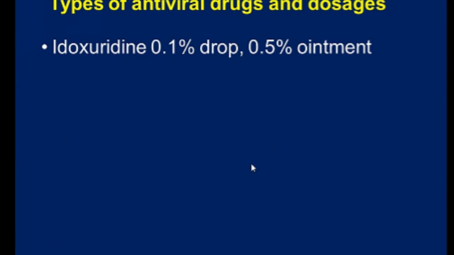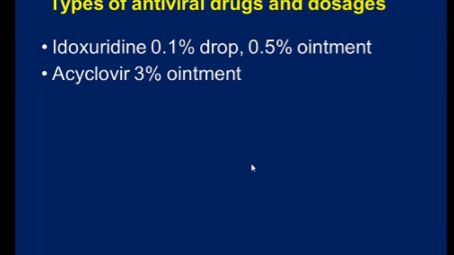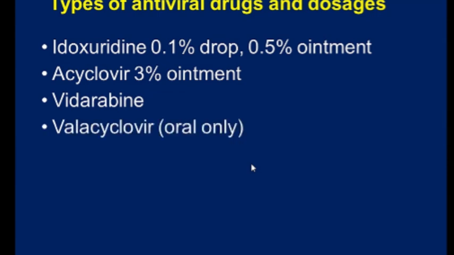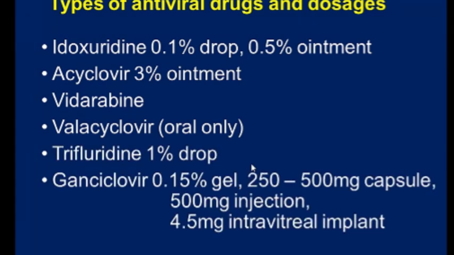Examples of such antiviral drugs are idoxuridine, 0.1%, which can also be 0.5% for the ointment. Acyclovir, 3% ointment. Vidarabine, valacyclovir, which is in tablets, and other antiviral drugs. So our ganciclovir can also be in injection form, intravitreal form, and in gel.